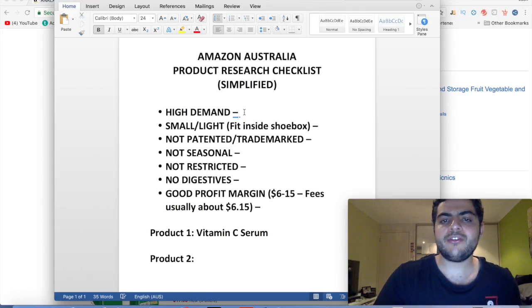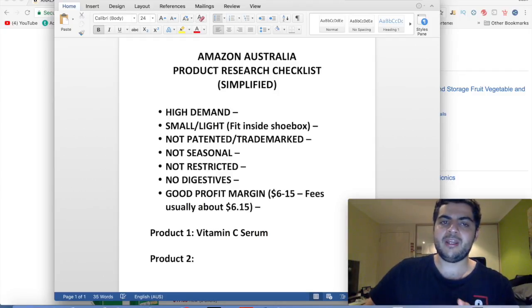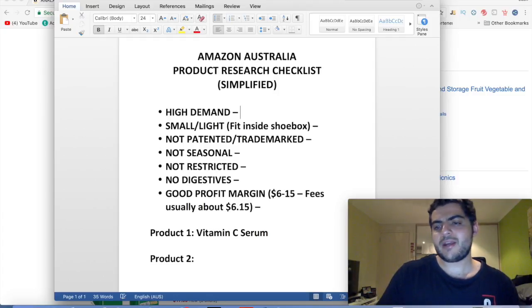The good thing is, I was going to add another checkpoint which says low to medium competition, because you don't want too high of competition to compete with. It's going to be harder for your product to sell if there's a lot of competition. But thinking about it, Amazon Australia isn't really that competitive anyway, so most of these products you really won't have to worry about, at least at the time of this recording.